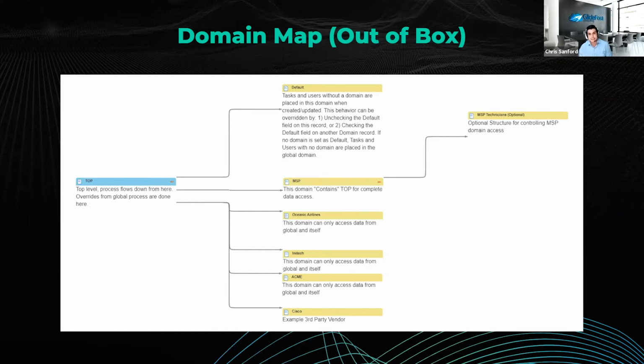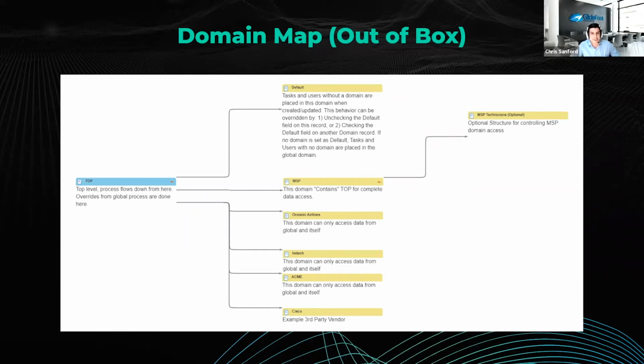The global domain is not included in the domain map, but any record in the global domain is essentially excluded from the rules of domain separation. You should never have any task, CI, or user data in the global domain with the exception of admin user accounts and possibly a few service accounts.